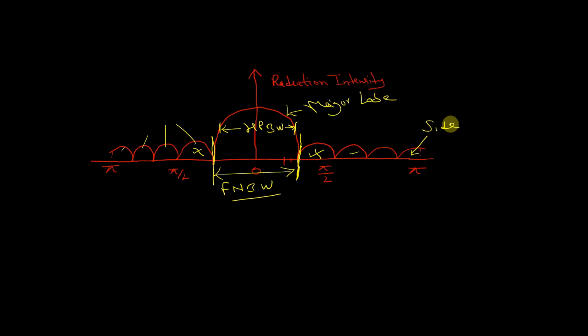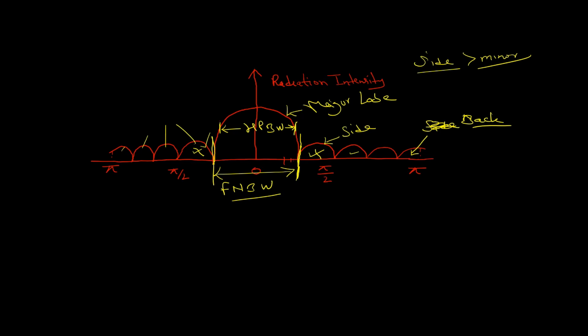This is side lobe. No, this is back lobe. This is back lobe. This is side lobe. This one and this one, these are the side lobes, and all are minor lobes. This back lobe, side lobe, they all are minor lobes. Usually these side lobes are greater than the other minor lobes.